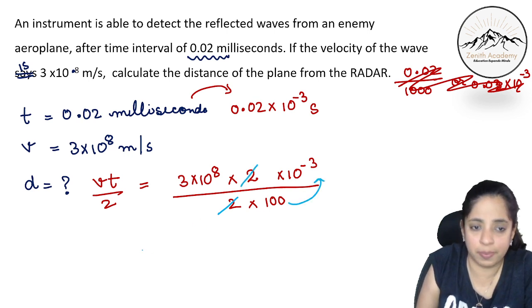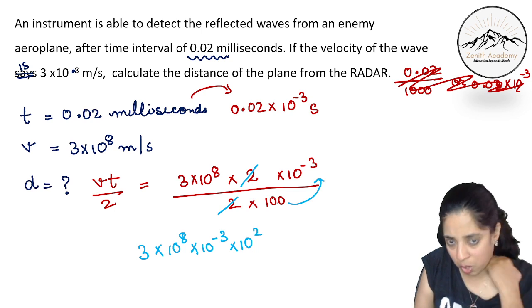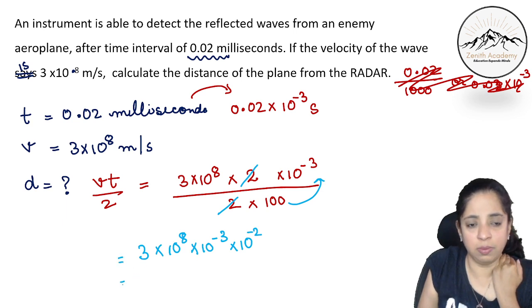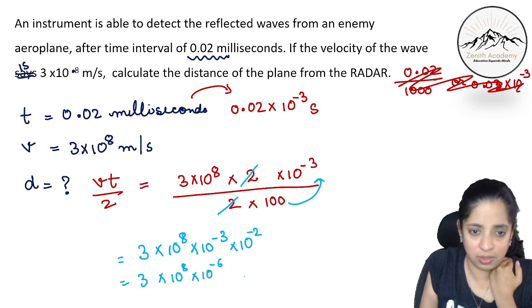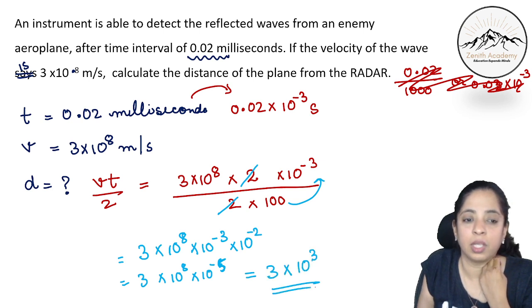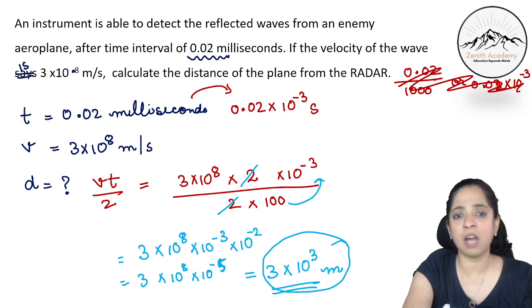When this 100 comes up, this is 3 into 10⁸. This is 10⁻³. When this comes up, it becomes 10⁻². Positive. This was positive 2. When it comes up, it becomes negative 2. Right. So this is 3 into 10⁸ into 10⁻⁶... multiplying, the powers add, right? So this becomes equal to 3 into 10³ meters, since it is a distance. Clear? Very nice. Any doubts? Write in the comment section.